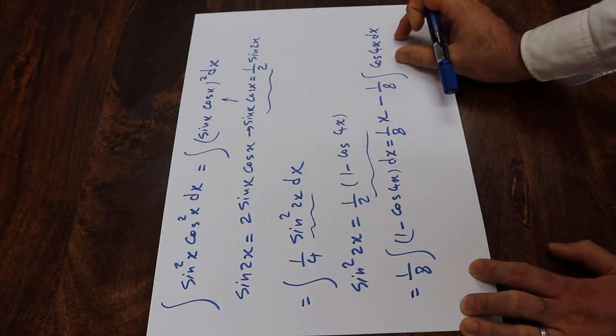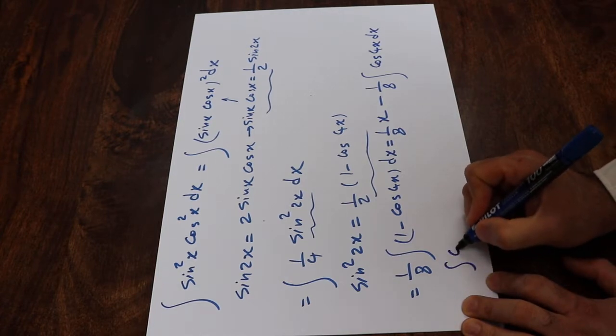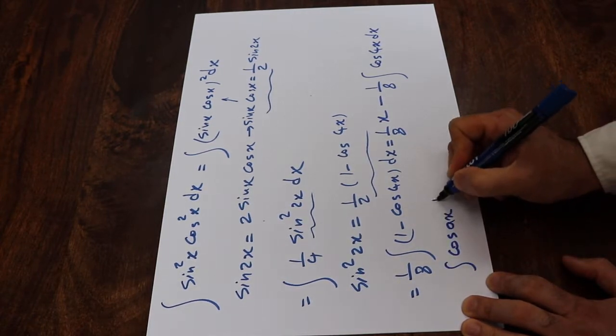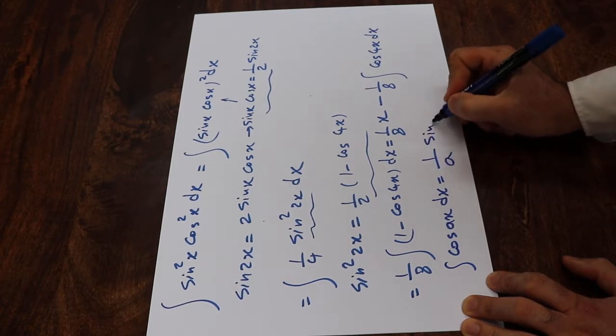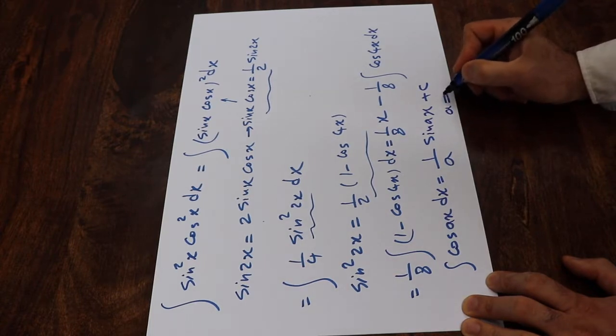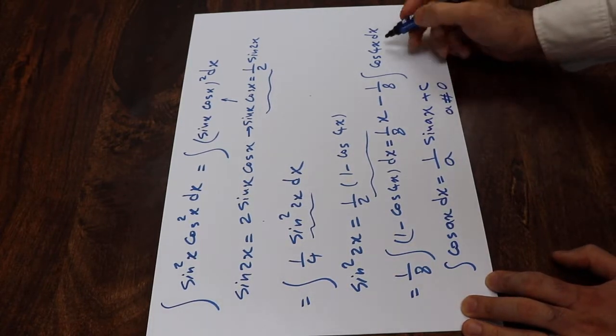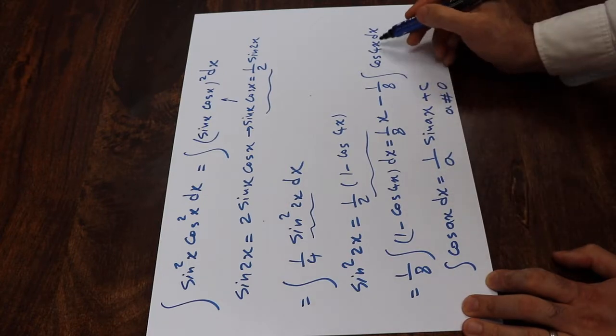This integral, from the table of integrals, you know that the integral of cosine ax dx is equal to 1 divided by a sine ax plus c, assuming a is not equal to 0. Here you see that it is exactly the same, except a is 4 here.